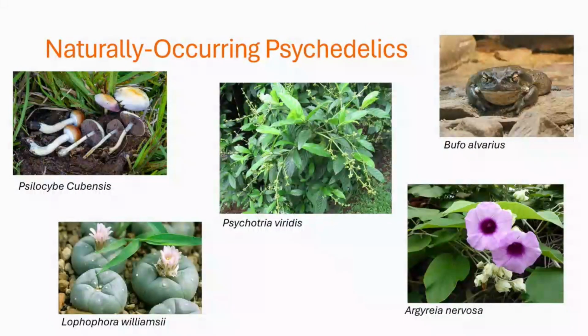And there are all sorts of these in nature. I thought I'd highlight a couple of them here. Psilocybe cubensis is the most common of the psilocybin-containing mushrooms. Psychotria viridis grows in South America and contains DMT. You've got the Colorado river toad, Bufo alvarius, which produces 5-MeO-DMT. This guy down here is the Hawaiian baby woodrose, which produces LSA, and mescaline-containing cacti over here, which grow in Central America.